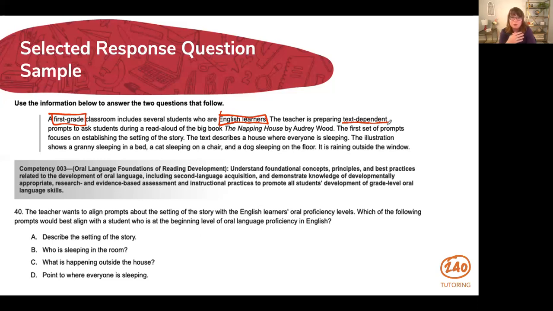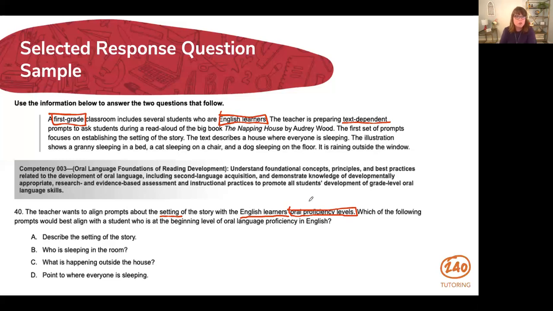Okay, so let's look at the question. This is on oral language. It says the teacher wants to align prompts about the setting of the story. So there's a key there. So we want prompts that are looking at the setting of the story with the English learners' oral proficiency levels. So English learners, and here's a key one, oral proficiency level. So we've got first graders who are English learners, and we're looking at their oral proficiency.